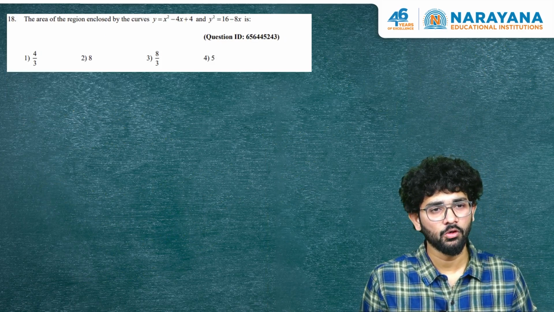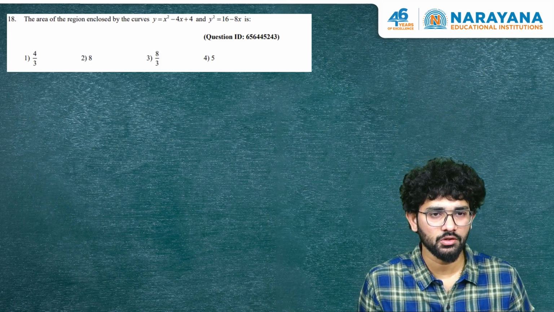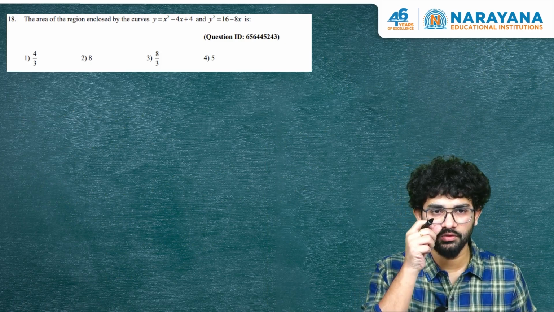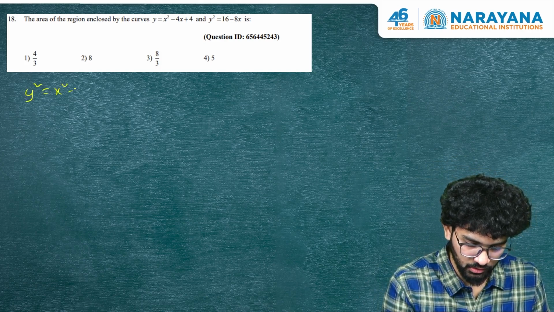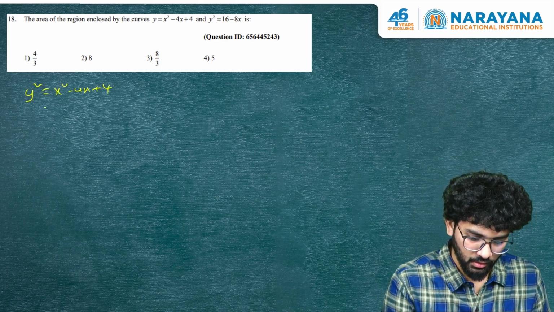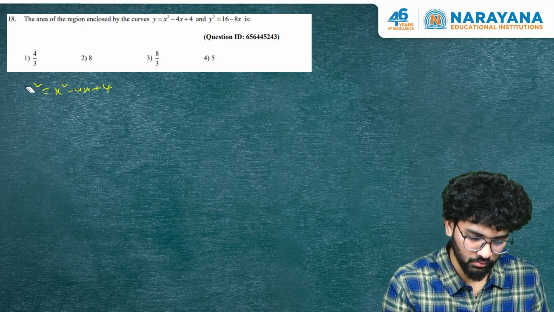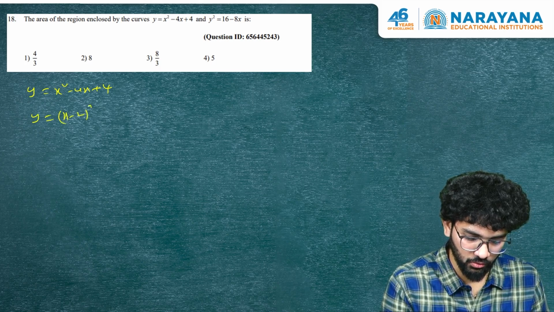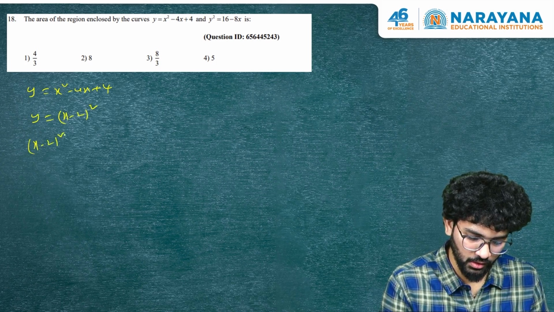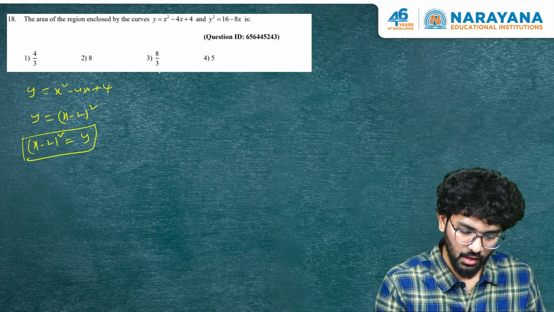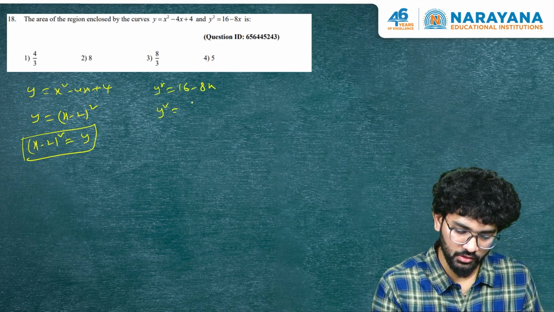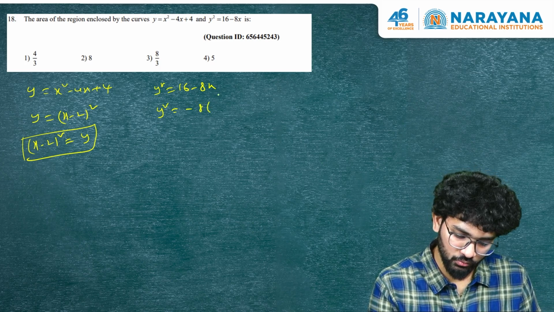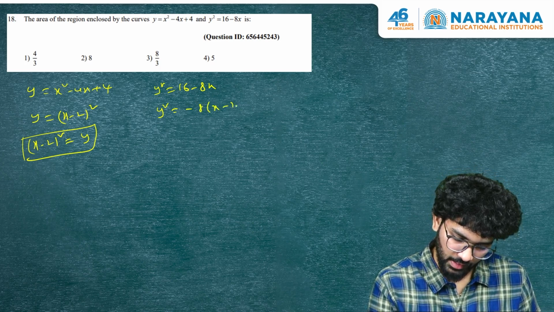So if you go to the next problem: the area enclosed by the curves y is equal to x square minus 4x plus 4 and y square equal to 16 minus 8x. The first parabola is y is equal to x square minus 4x plus 4, so this is y is equal to x minus 2 whole square. The next parabola is y square equal to 16 minus 8x, which can be written as y square is equal to minus 8 into x minus 2.